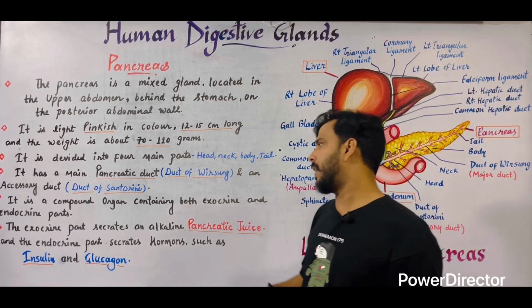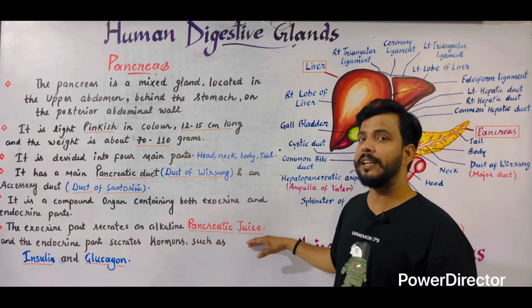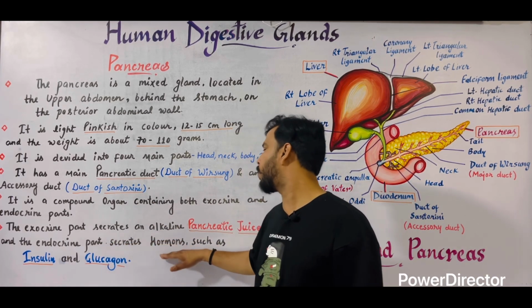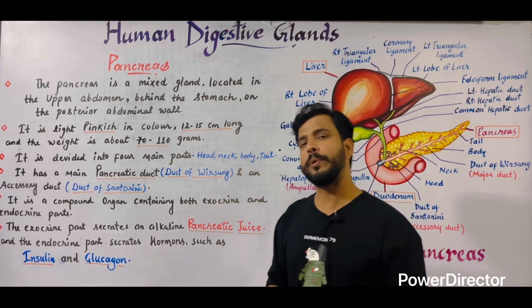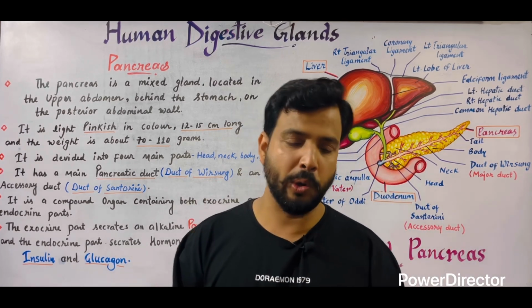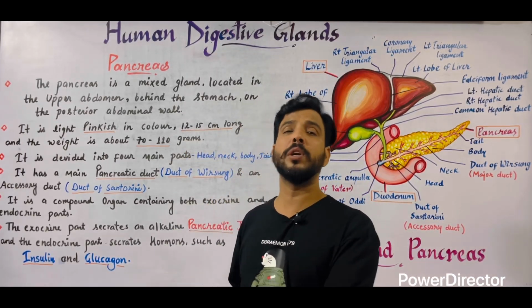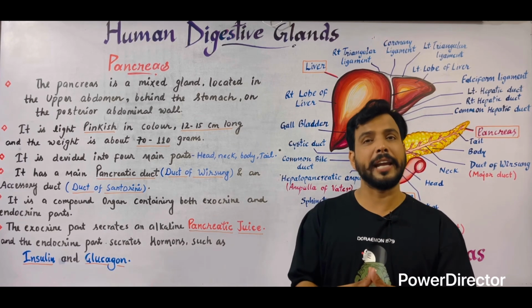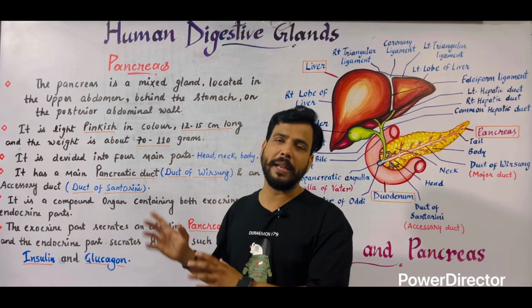The exocrine part secretes an alkaline pancreatic juice. It is an important main digestive juice, while the endocrine part secretes hormones such as insulin and glucagon. Insulin is a very important hormone, and we all know that it converts the blood sugar or glucose into glycogen to prevent diabetes. I will discuss this topic particularly in the video on the pancreas.